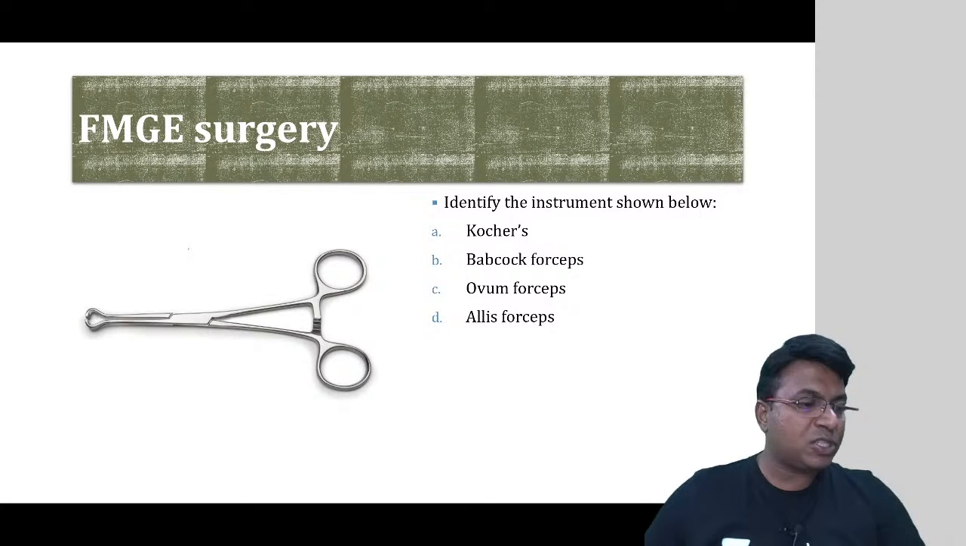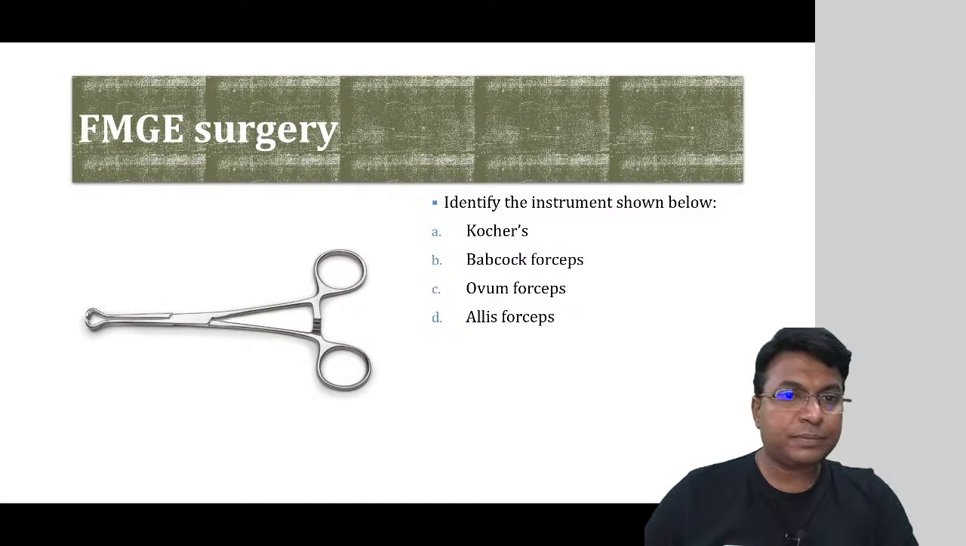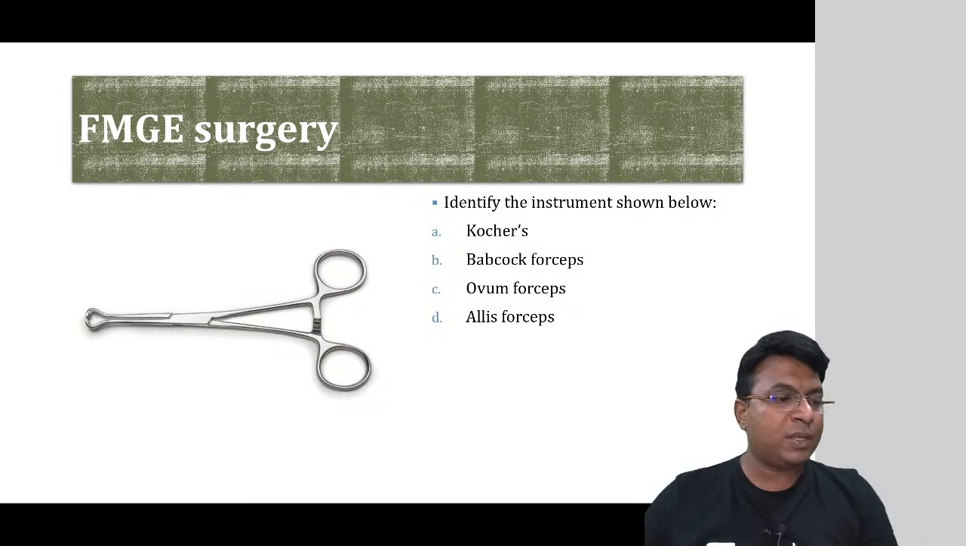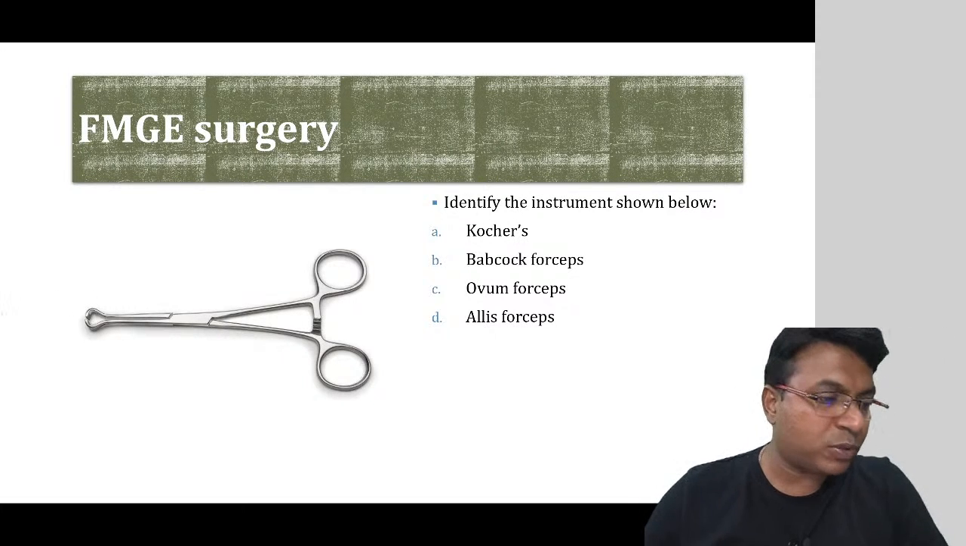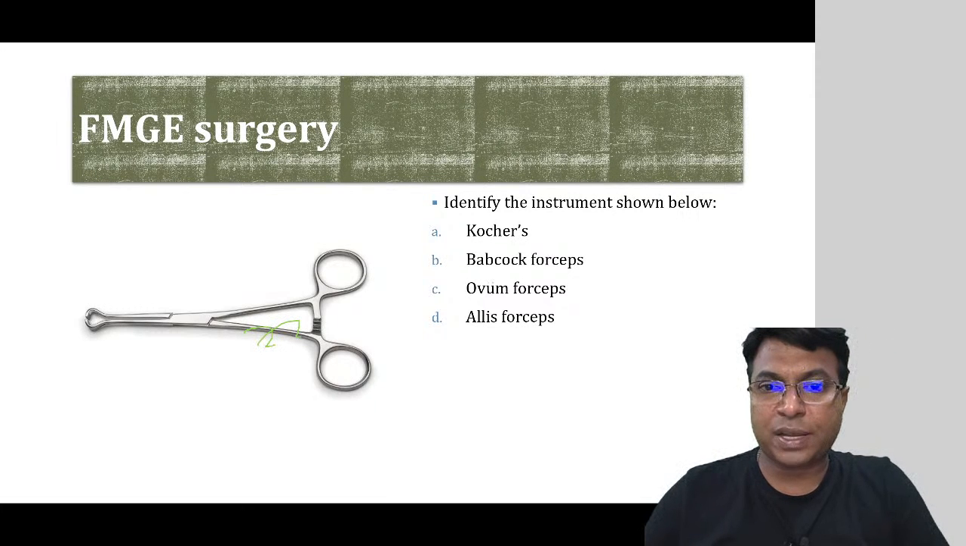Okay. So what is this instrument shown here? So I will be giving you one PDF of all the scoring. Don't worry, I will give you all the PDF of scoring. So this is a typical picture showing you what is the diagnosis here. It is Babcock's forceps, 100 times asked MCQ.